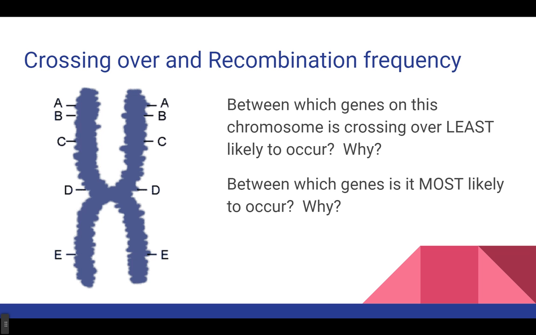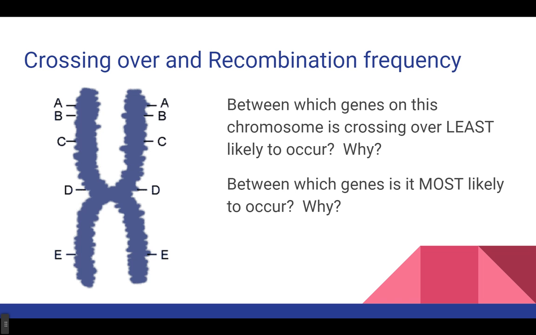So one of the things you need to remember to answer this question is that crossing over happens, first of all, in almost every chromosome at least once, every time meiosis happens. Secondly, the exact location where crossing over happens is random. It could be anywhere along the chromosome. Looking at these 5 genes, where do you think crossing over is least likely to happen?